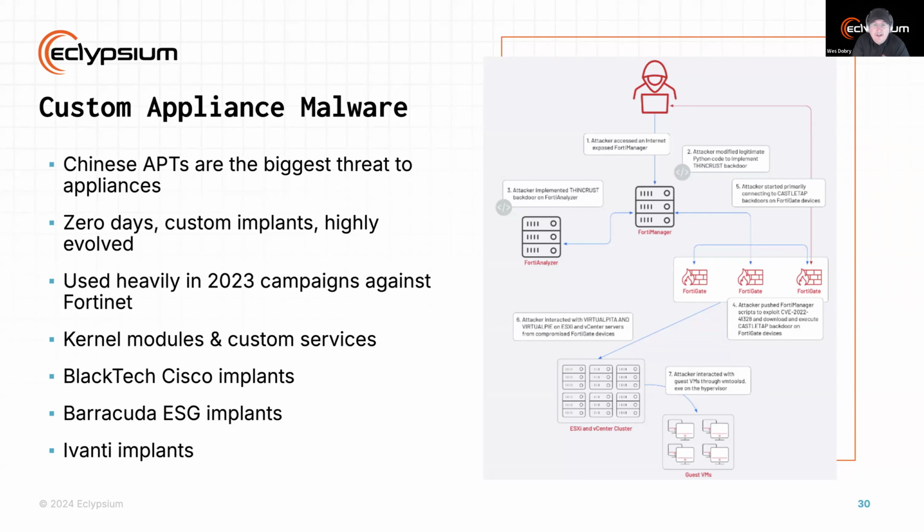We also saw them in Barracuda ESGs, or the email security gateways. So like before, they use the attack of running a malicious Outlook or Office attachment and then implant into the appliance itself. And then again, we also saw custom implants in Avanti too, in things like Pulse Secure recently.